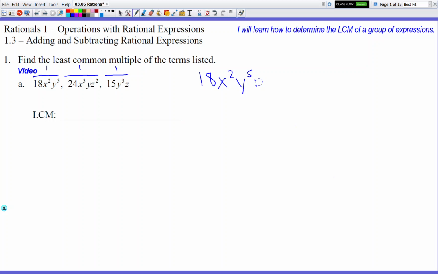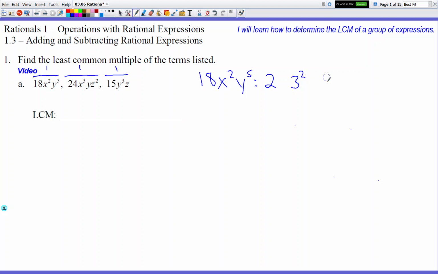We're going to break up the 18 into 2 times 3 times 3. So here's my 2, and 3 times 3 I'm going to write as 3 squared. Notice this is where you see your first change. Normally I write 3 times 3, two separate 3's, but I'm going to write 3 squared, so that's a little bit of a difference.